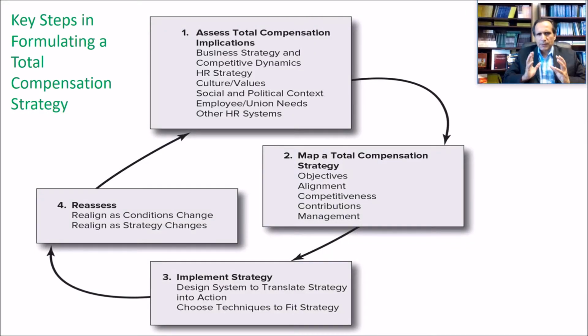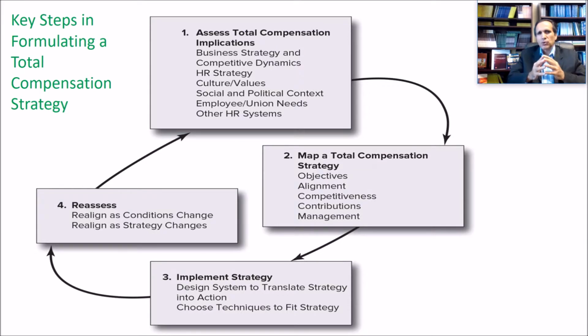Of course, there are some specific steps that you can follow to create your compensation strategy. So number 1, assess your total compensation implications. That would be your business strategy and competitive dynamics, your HR strategy, your culture and values, your social and political context in a given city or given country, the employee union needs, and other HR systems that you are able to use. Second, have a map of the total compensation strategy for your organization.